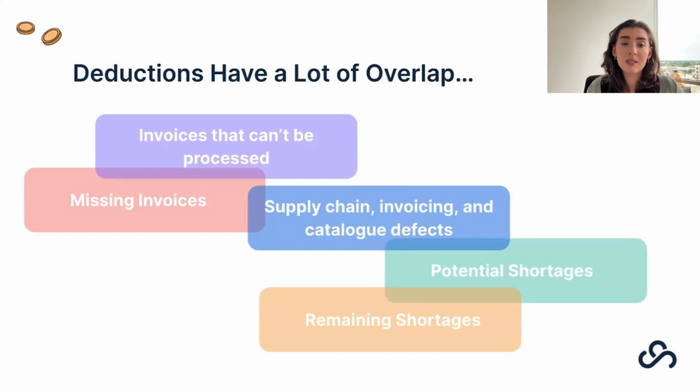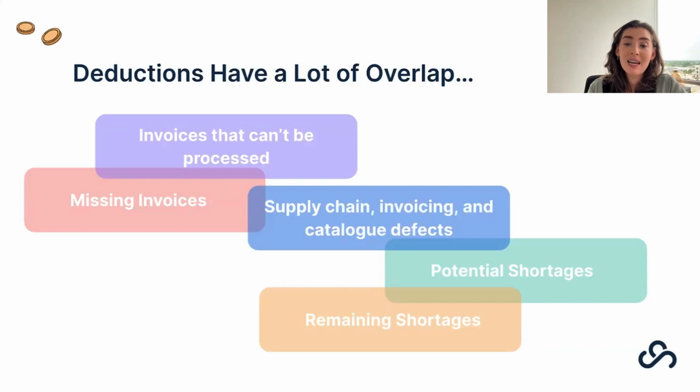All right, and then this is just a big picture view. These deductions have a lot of overlap, and there's good news with that, and there's bad news with that. So the good news, we'll start with that, is that a lot of these deduction types actually are linked together. So if you're seeing a lot of supply chain invoicing and catalog defects and potential shortages, you may be able to kill two birds with one stone, because you'll find the root cause issue and then you'll be able to resolve both of those types.